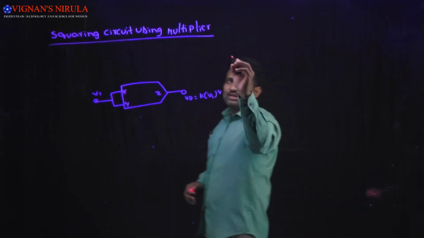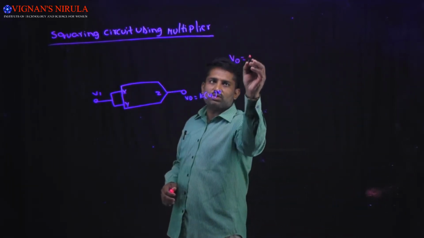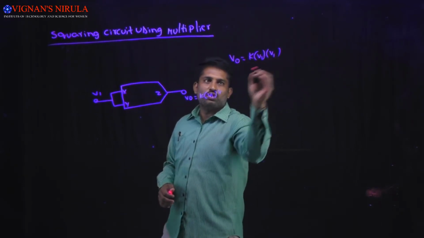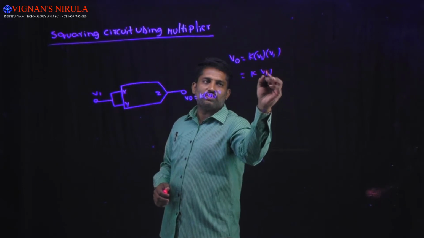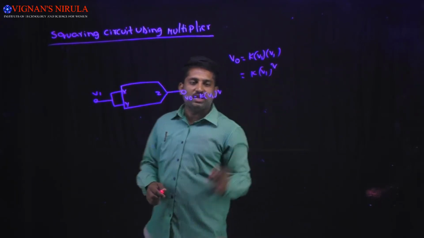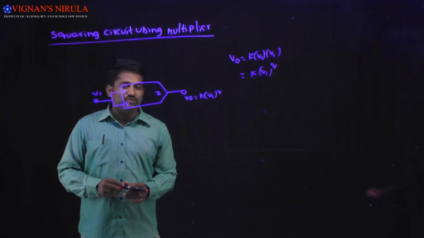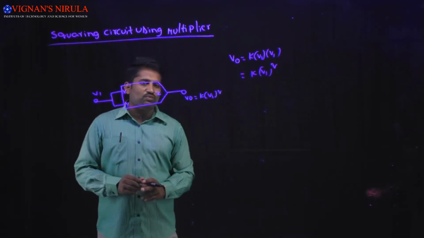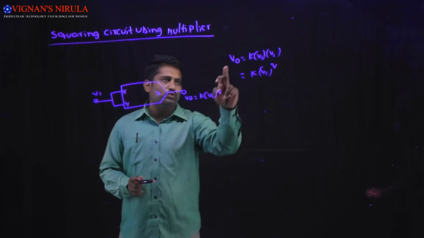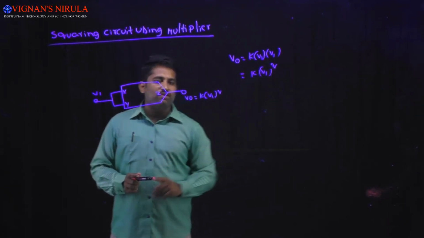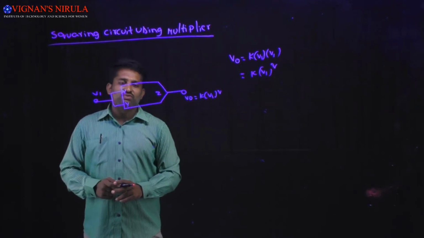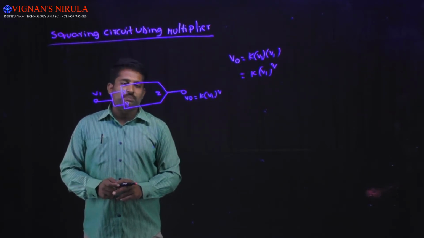So we will get V0 equal to K into V1 into V2. From this we get K into V1 square. We all know that K is equal to 1 by V reference. From this expression we can conclude that the output voltage is equal to the square of the input voltage. That's why we are treating it as a squaring circuit using a multiplier.